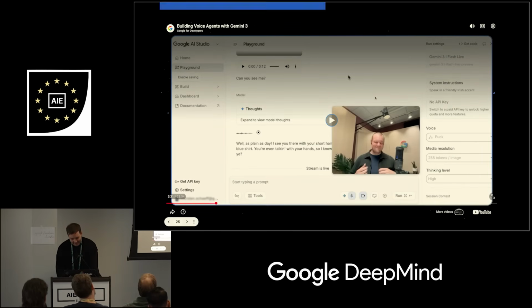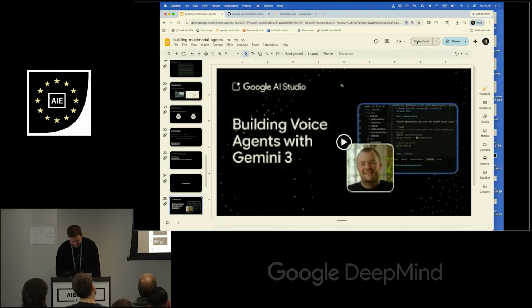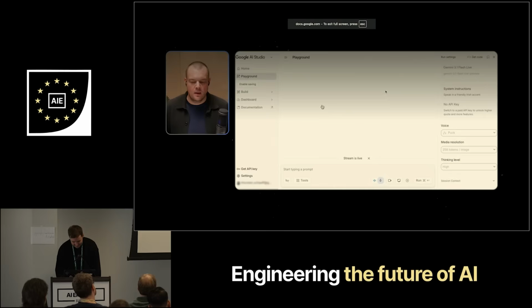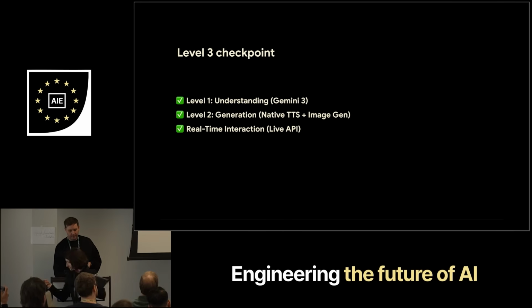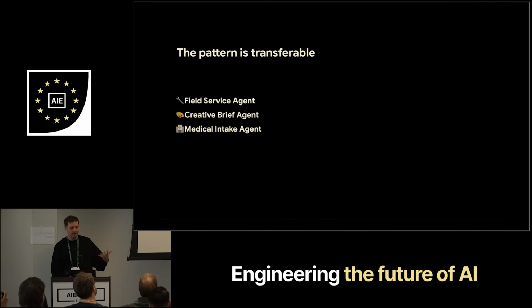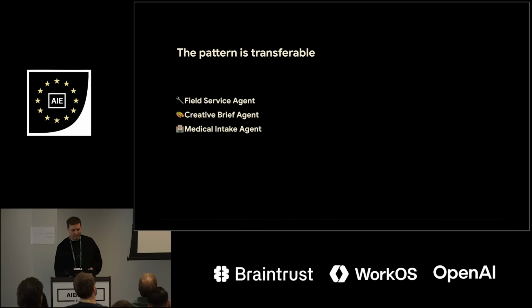But yeah, try it out for yourself at ai.studio/live. And I think that's almost it. Yeah, this is again how you can do it in the code, but there again we have a skill for it that you can configure. And now we are at all three checkpoints. And the pattern is transferable to every other field.